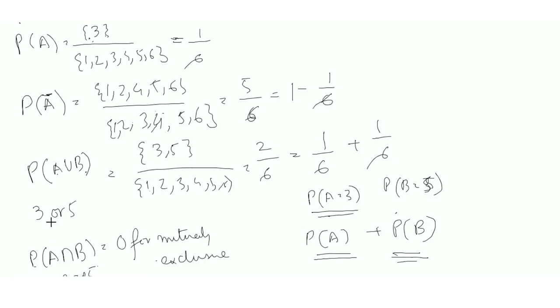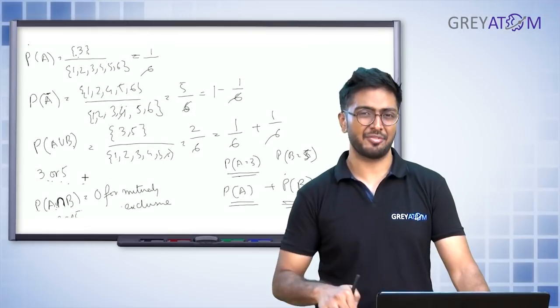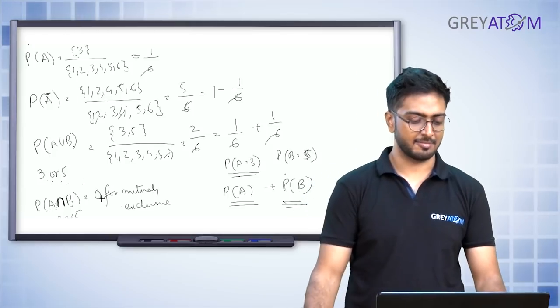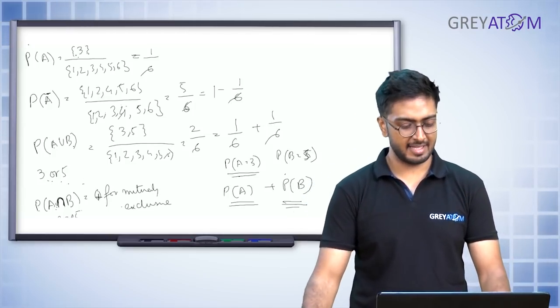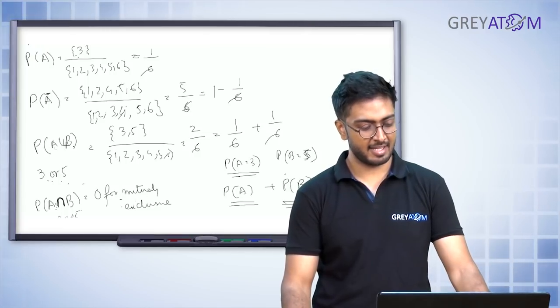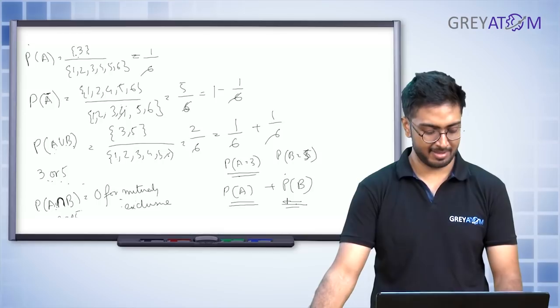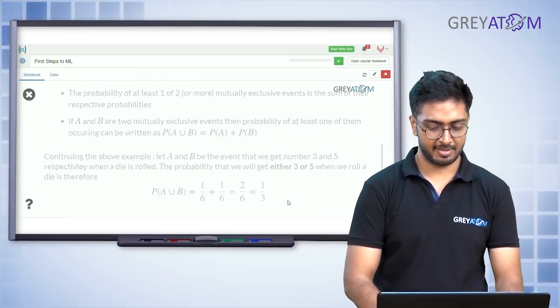So this is A union B, which is 3 or 5. And this is A intersection B, which is the opposite of union, so just remember this symbol as well. Union is like U and this is an inverted U. A intersection B is 0 because what you are saying by intersection is that there's 3 and 5. This is 3 or 5, this is 3 and 5. Obviously you can have either 3 or 5, but you cannot have 3 and 5 in a single die roll. So that's why it's 0. So in the case of mutually exclusive events, you can say A or B is nothing but A plus B, which is awesome. We understand this pretty clearly now.